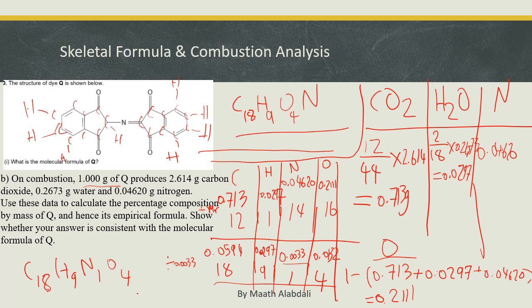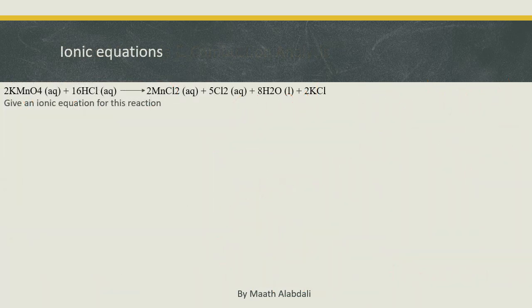So next question. Okay, ionic equations. So first thing you have to do in these type of questions is break down the equation into different ions, and then later on you can just cross out the spectators. Now this equation is 2KMnO4 plus 16HCl, arrow, 2MnCl2 plus 5Cl2 plus 8H2O plus 2KCl. This is aqueous, by the way.